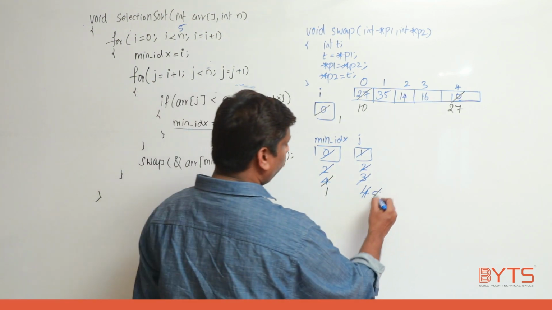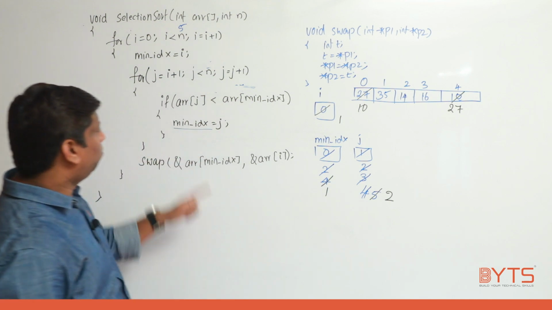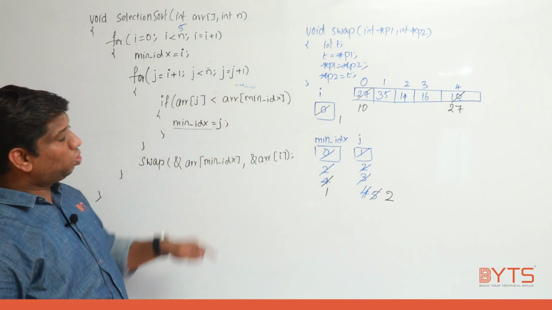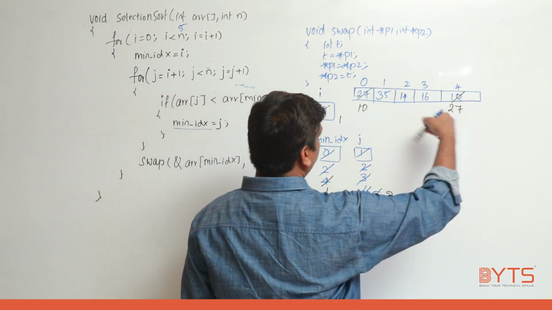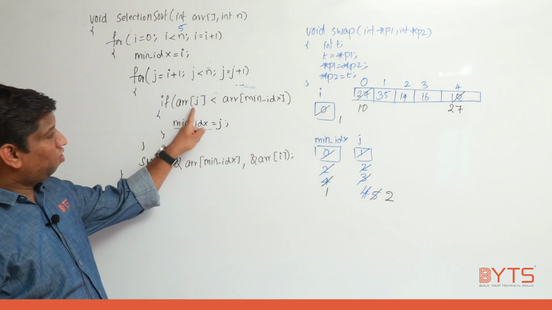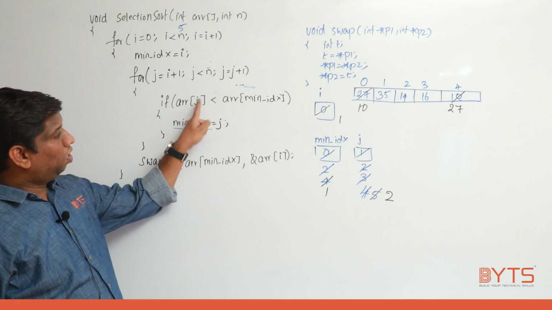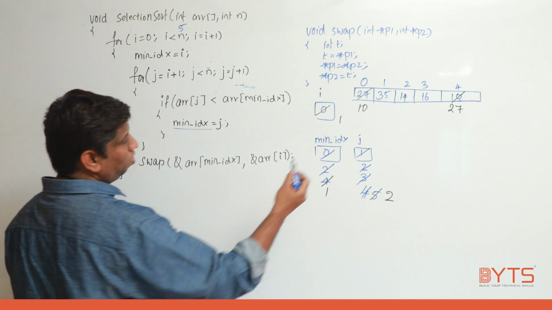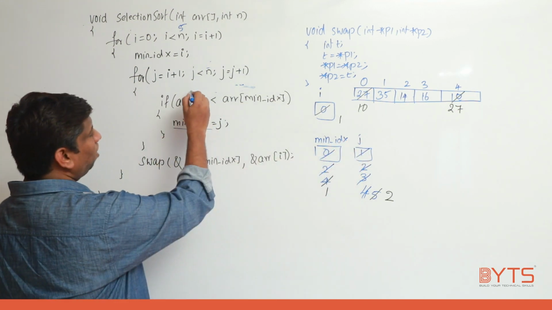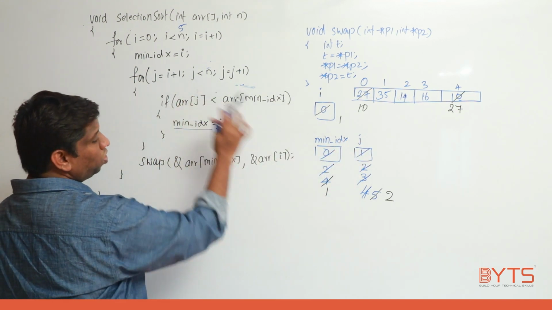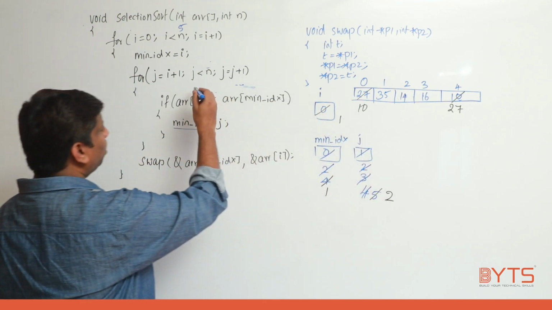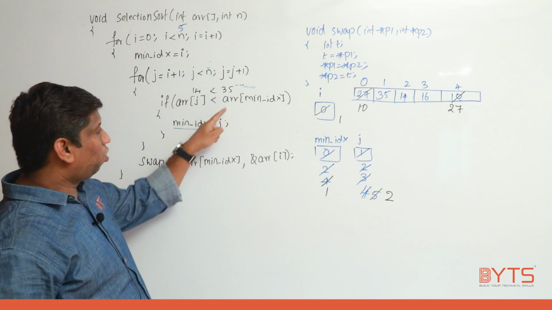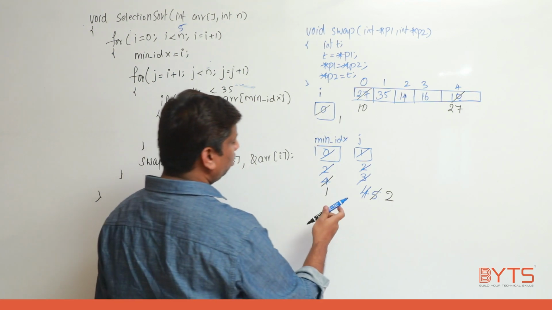So j value will become what? 2. Why j value is 2? Because I value is 1, 1 plus 1, 2. Now I need to start from 2 and I need to find which is min index, right? See here. Sorry. Okay, min index is 1, j value is what? 2, right? 14 less than 35, right? So 14 less than 35, true. Come inside, min index is updated to what value?